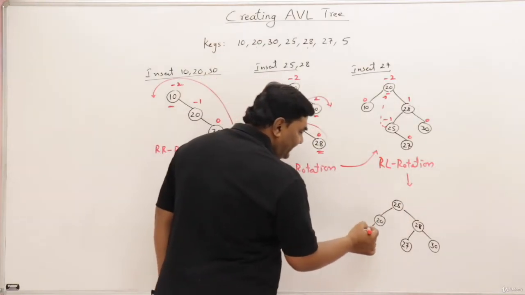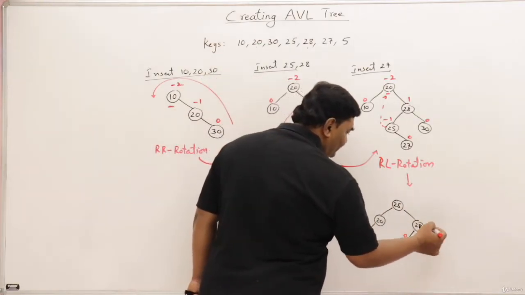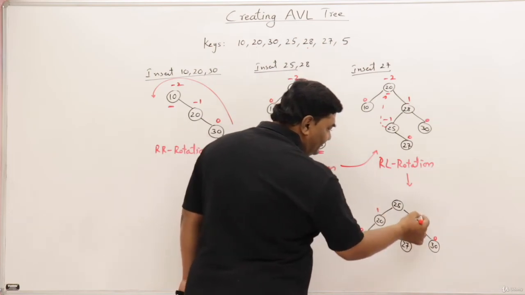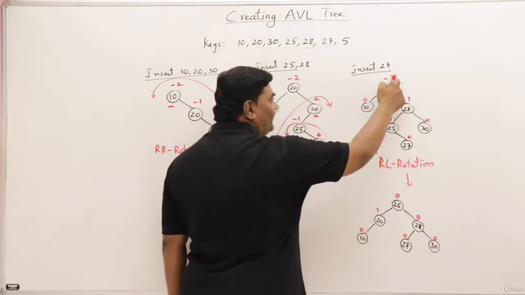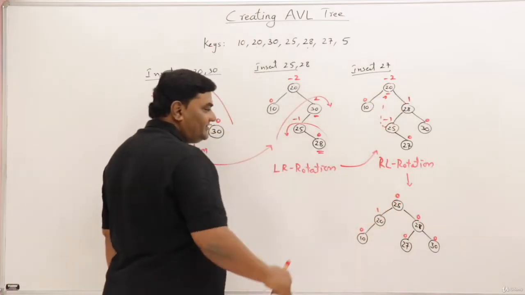Let us check the balance factors. 0, 0, 0, and this is 1, this is 0, this is 1, 2, 1, 2, so this is 0. As we have performed rotation about this one, that became 0.